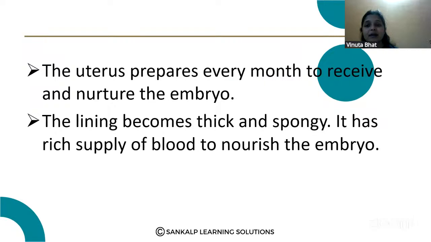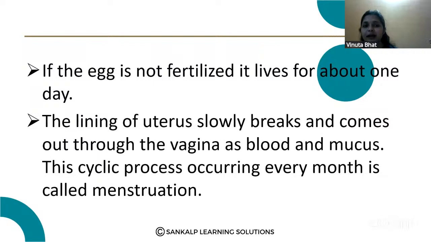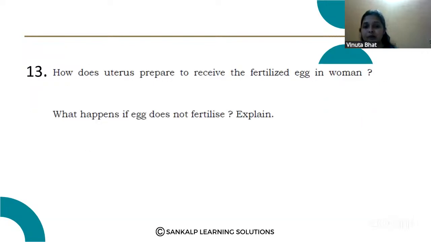Uterus prepares every month to receive and nurture the embryo. The lining becomes thick and spongy. It has a rich supply of blood to nourish the embryo. Then, if the egg is not fertilized, it lives for about 1 day. The lining of the uterus slowly breaks down and comes out through the vagina as blood and mucus. This cyclic process occurring every month is called menstruation. So, this cyclic process takes place every month.